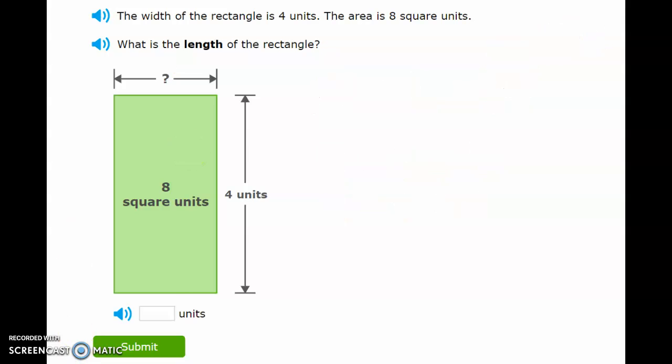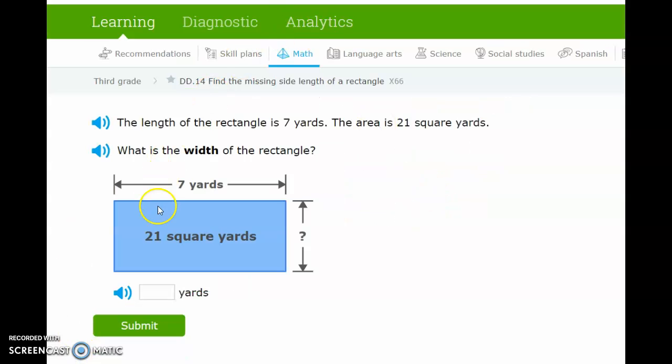Let's do another one together. All right, in this shape, we know the area is 21 square yards. I know that the length of it is 7, but I don't know how wide it is. So once again, I'm going to write my little formula. A equals length times width, because that's what I do when I find the area of a rectangle or square. I multiply the length times the width.